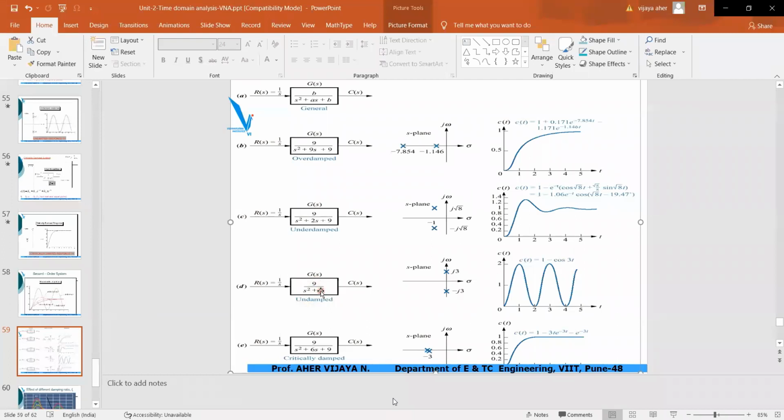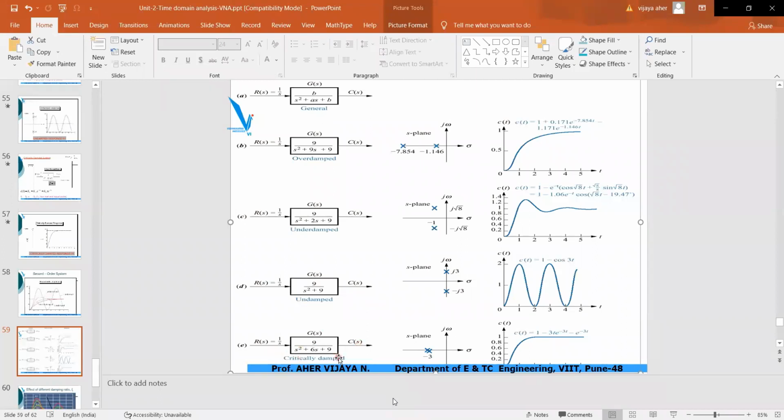Then coming to the third one, that is the undamped system. This is the equation for G of s. R of s is the same unit step. For C of s, you write the equation in terms of G of s into R of s. Simplify, solve. You will get 2 imaginary poles for the undamped system, located on the imaginary axis, as shown over here. And this is the response of your system. Hence, C of t is equal to 1 minus cos 3t. Very simple. By taking the inverse Laplace of C of s, you will get this equation.